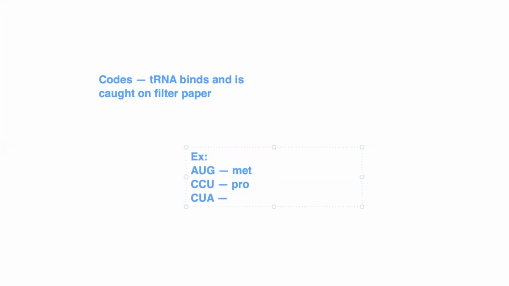Overall, both of these experiments are very important to the field of genetics, as without them we would have no idea which codons and amino acids match up.